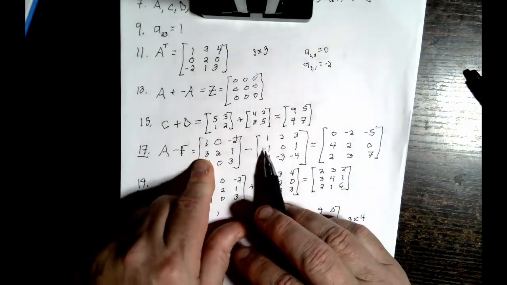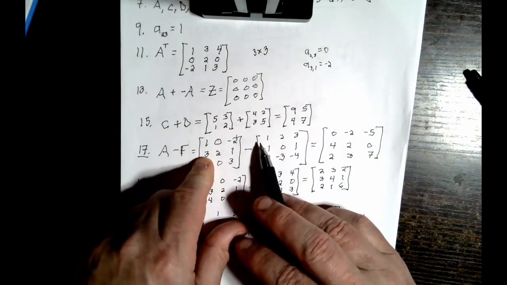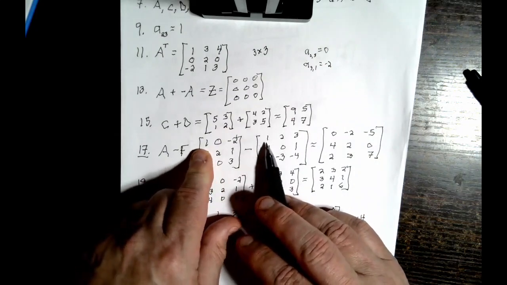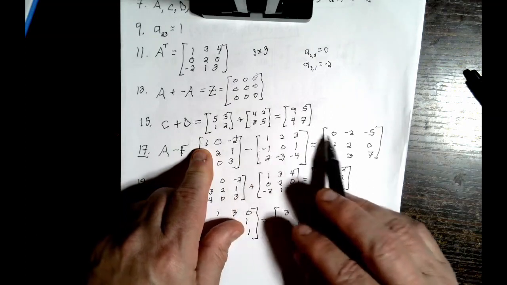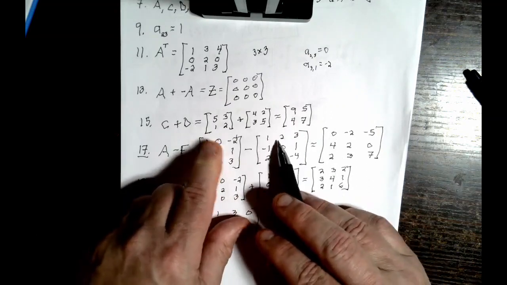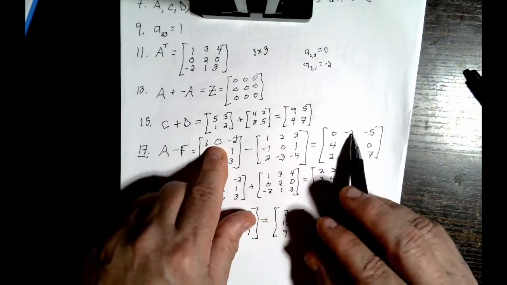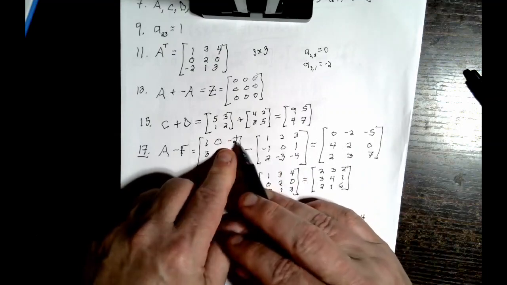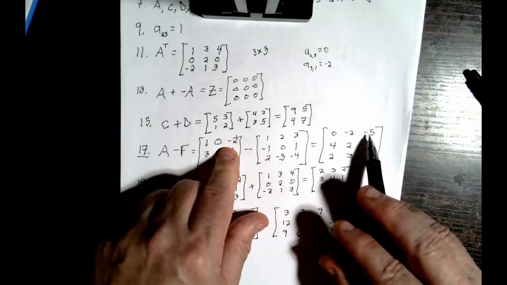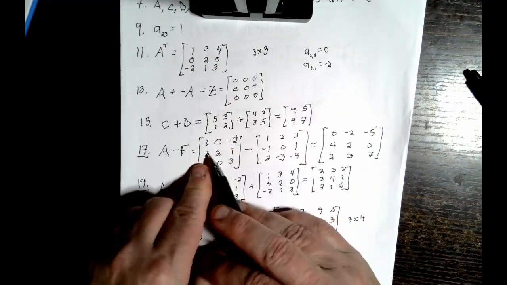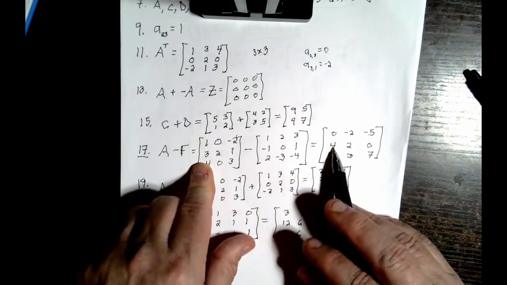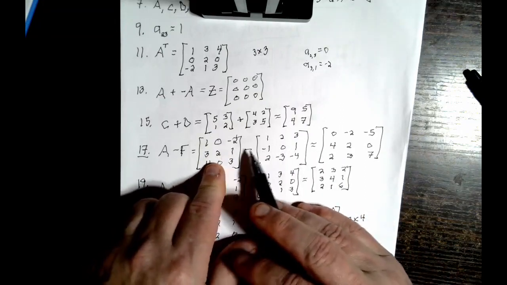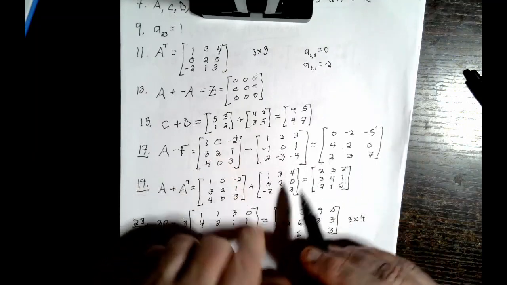Now the difference is just the same thing as adding, except you're subtracting. So this first row, first column, 1 subtract 1 is 0. And then 0 subtract 2 is negative 2. And then minus 2 subtract 3 is minus 5. 3 subtract minus 1 is positive 4. 2 subtract 0 is 2, and so on.